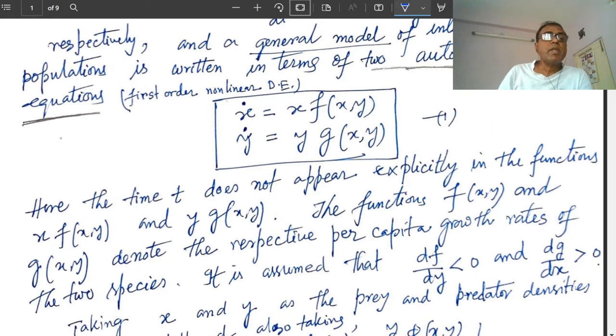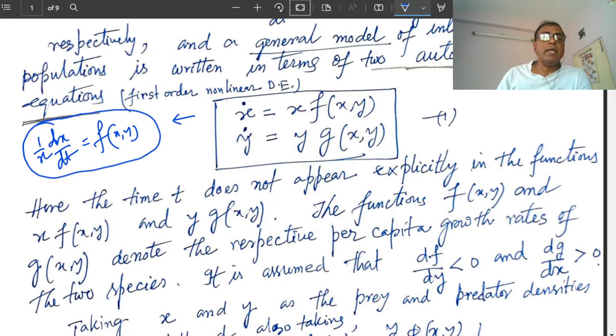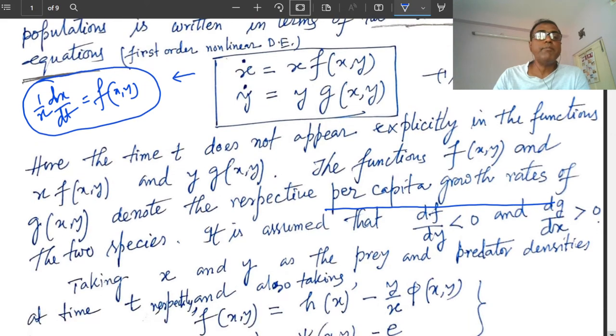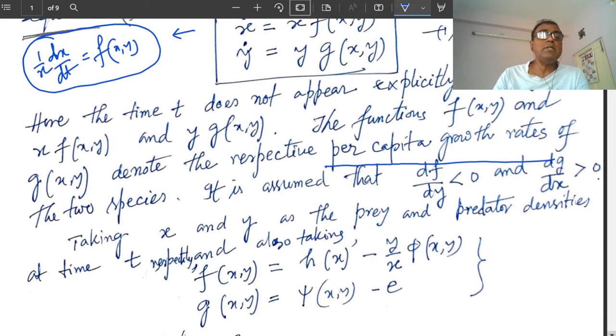from the first equation, (1/x) dx/dt equal to f(x,y). So obviously (1/x) dx/dt gives the per capita growth rate of the species x, the species with density x. And similarly (1/y) dy/dt equals g(x,y). So g(x,y) is the per capita growth rate of the species with density y.